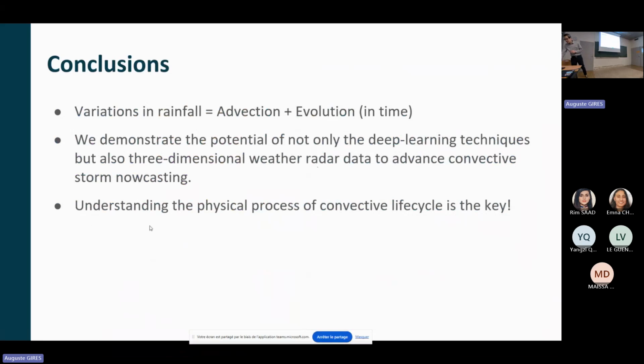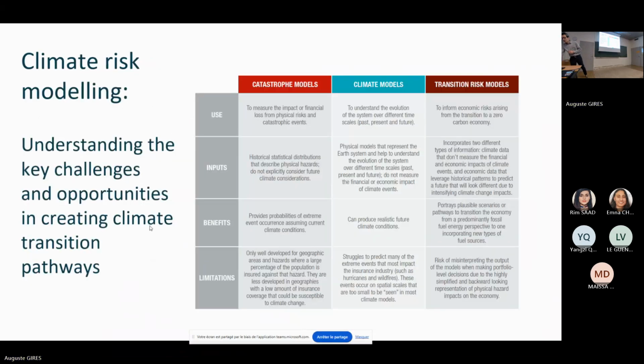Okay, so that's the nowcasting part of the work. And then another application is climate risk modeling.